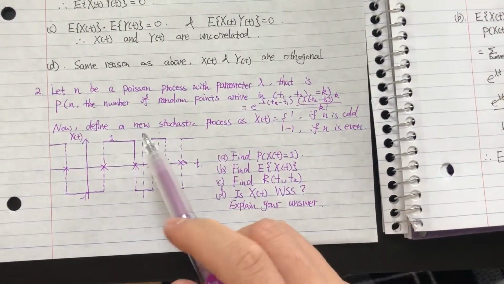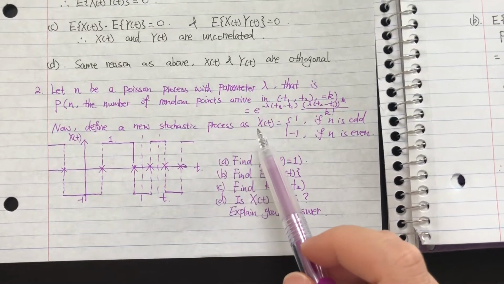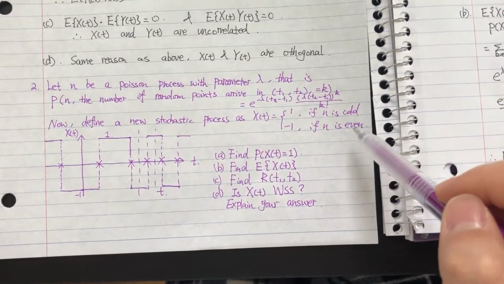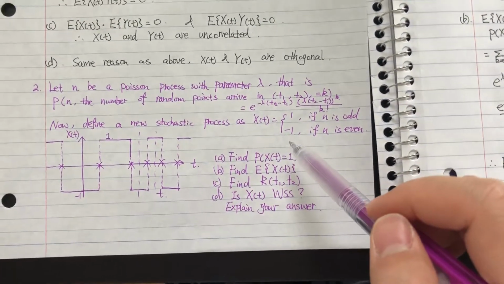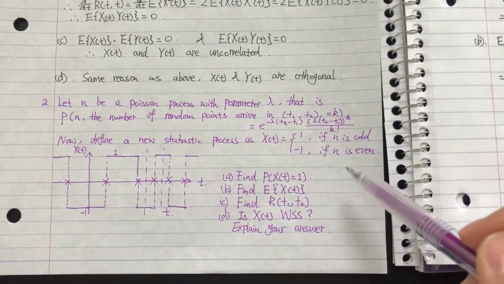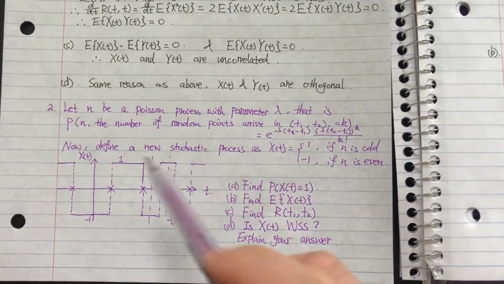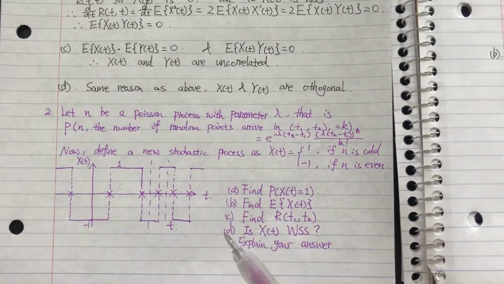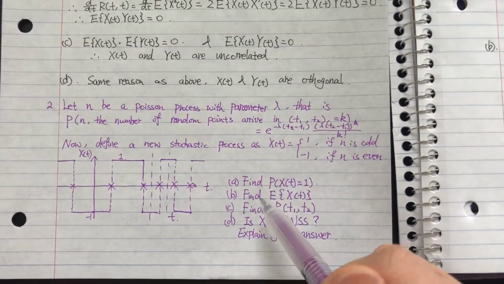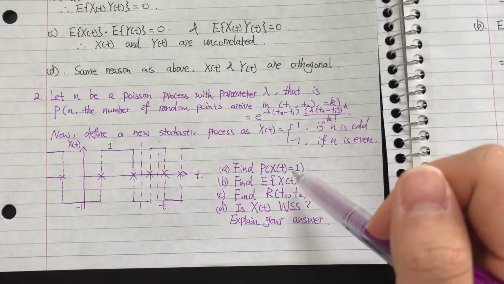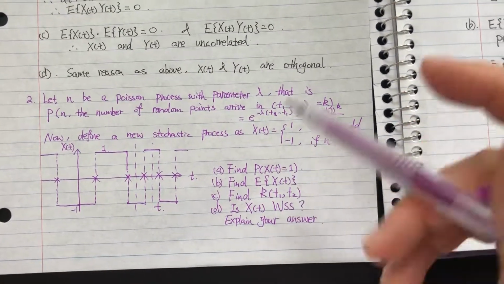Now define a new stochastic process as X(t) is equal to 1 if N is odd, and X(t) is equal to minus 1 if N is even. This is a graph as shown, like a signal. Subproblem A asks: find the probability of X(t) equal to 1.